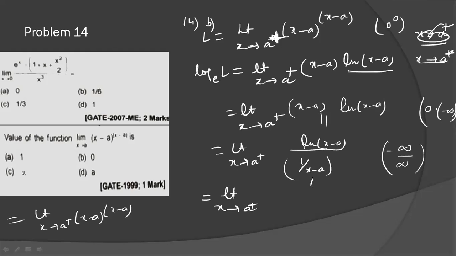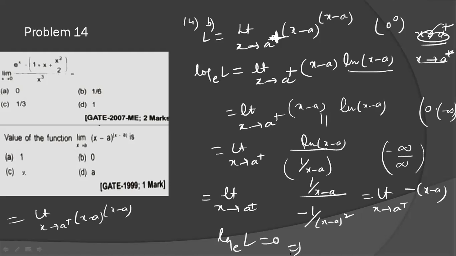So the derivative of log x minus a will be 1 upon x minus a, and the derivative of 1 upon x minus a will be minus 1 upon x minus a whole square. So it will be limit x tending to a plus of minus x minus a. If you put x equal to a, then the limit will be 0. So log L will be 0, meaning L equal to e to the power 0, which is 1. So 1 will be the right hand limit. We cannot find the left hand limit here. So the value of the limit will be 1.